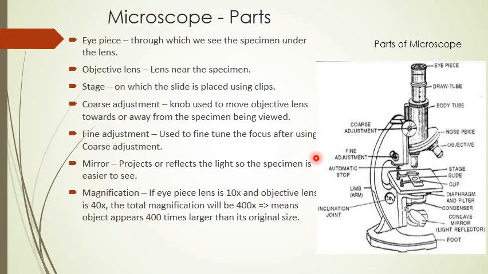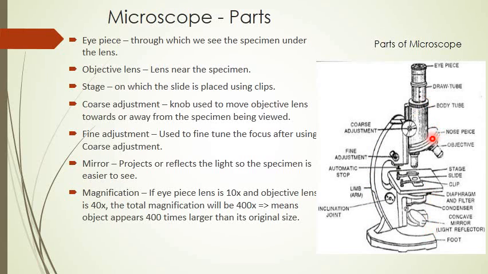These are the parts of the microscope. I will be explaining some main parts of it. These are the eyepiece, the draw tube, the body or body tube, the coarse adjustment, the fine adjustment, and the limb or the arm.